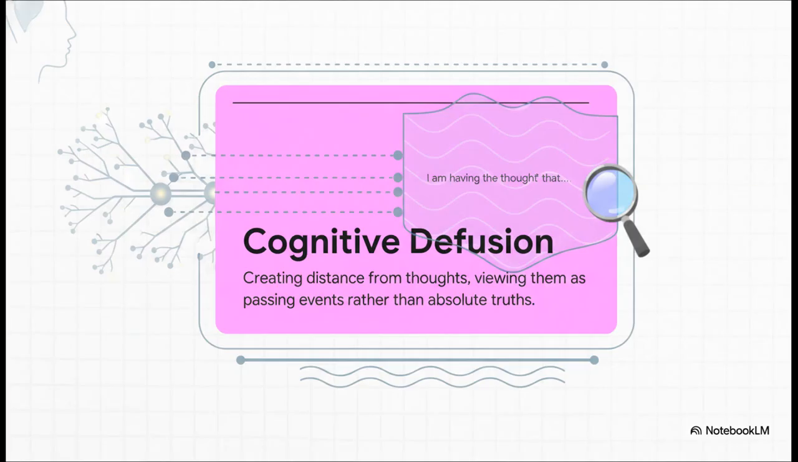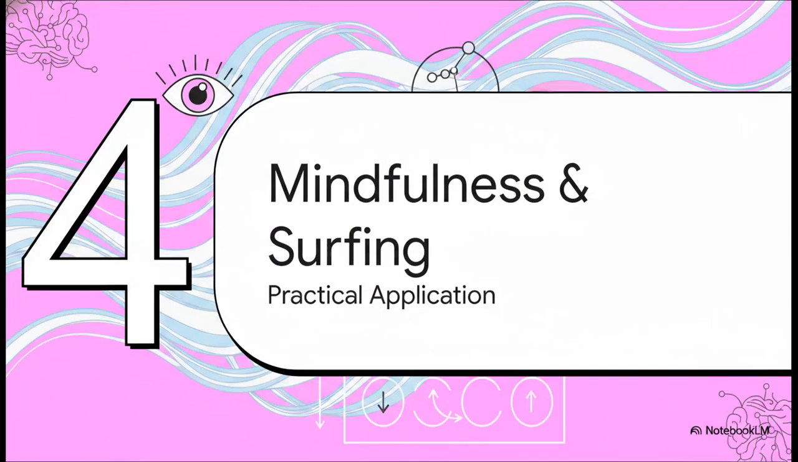I really want to highlight one of these processes specifically because it's so cool. Cognitive diffusion. This is incredibly powerful. It means creating distance from your thoughts. Instead of your brain screaming, "I need a drink right now," and you treating that as an absolute command, diffusion teaches you to step back and shift that to, "I'm having the thought that I need a drink." It sounds ridiculously simple, I know, but that tiny bit of distance completely breaks the automatic pilot of craving. You learn to view the thought as just a passing mental event, not some ultimate truth that you have to act on.